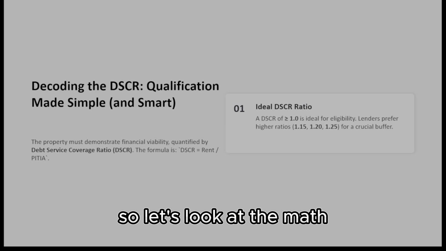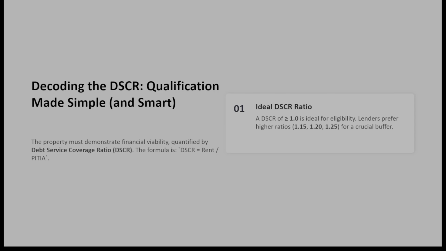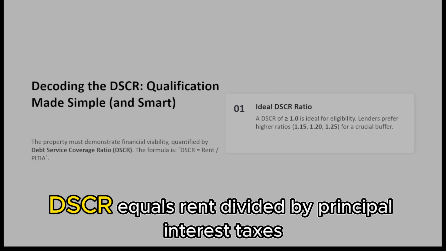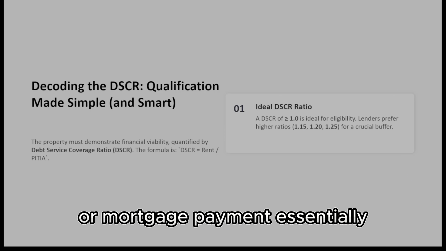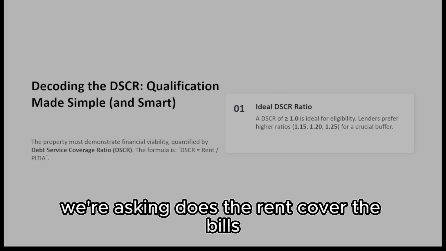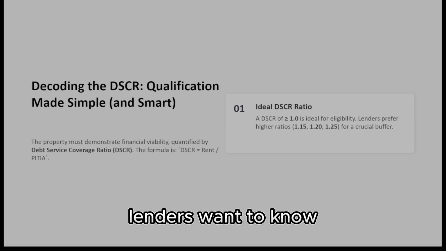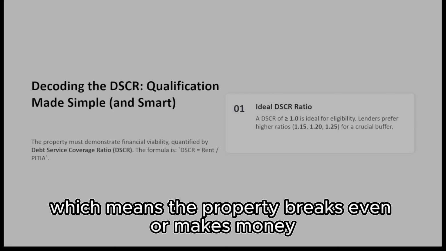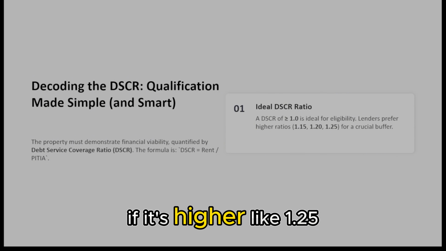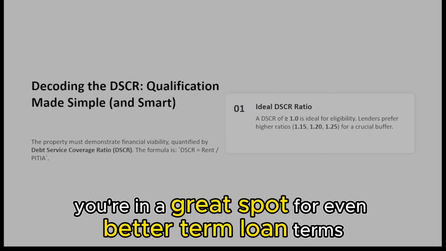So, let's look at the math. And don't worry, it's very simple. We use a basic formula. DSCR equals rent divided by principal, interest, taxes, insurance, and association dues, or mortgage payment. Essentially, we're asking, does the rent cover the bills? Lenders want to see a ratio of at least 1.0 or greater, which means the property breaks even or makes money. If it's higher, like 1.25, you're in a great spot for even better loan terms.